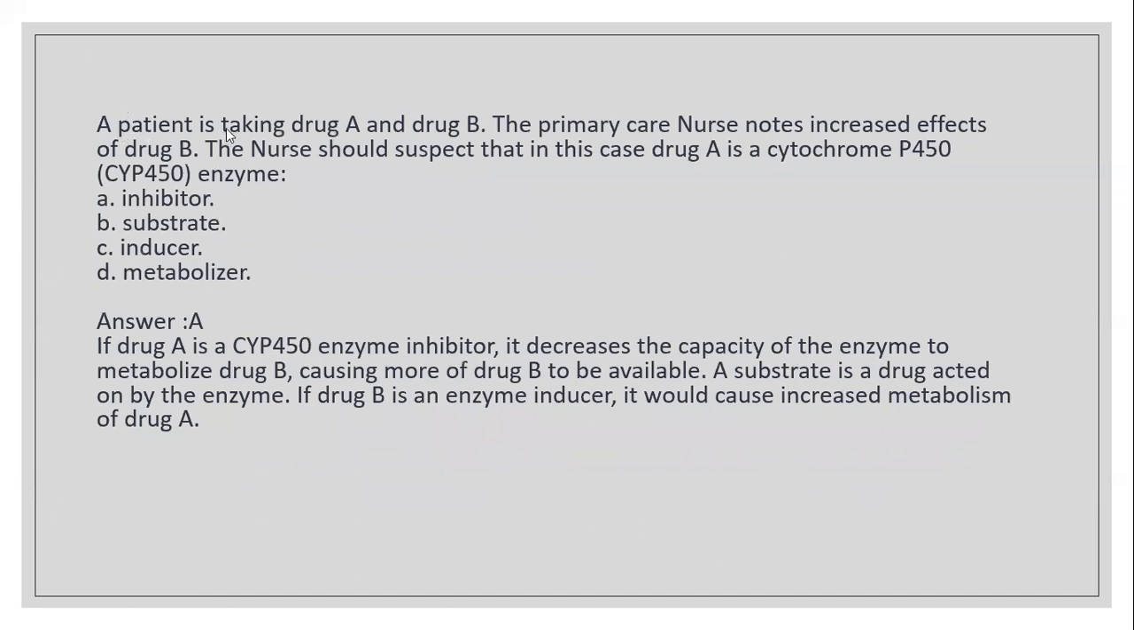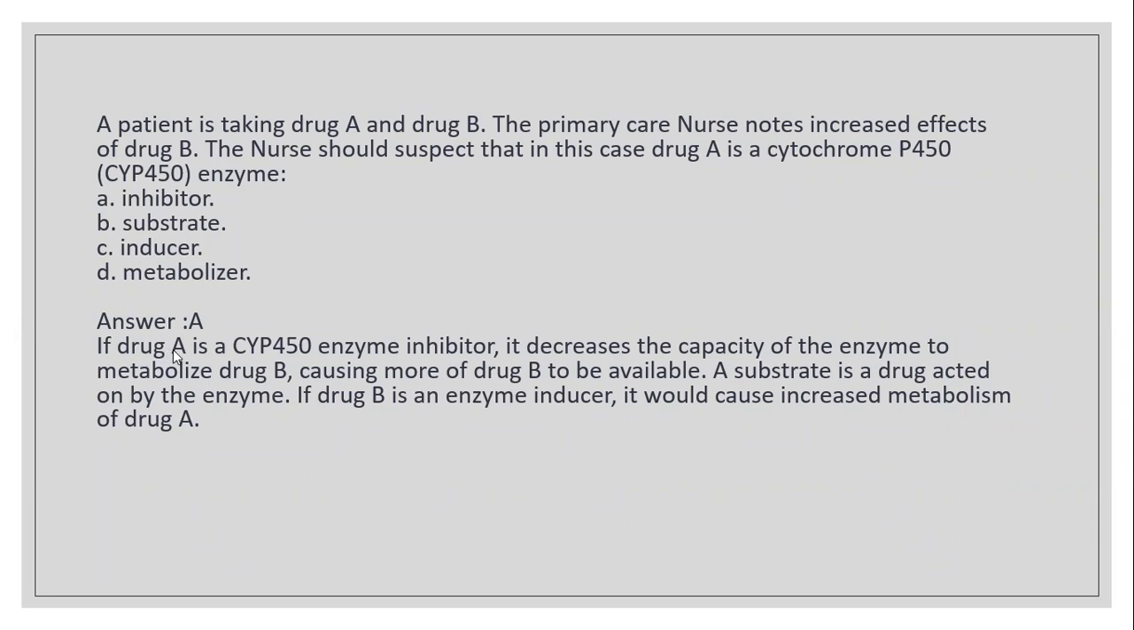Question: a patient is taking drug A and drug B. The primary care nurse notes an increased effect of drug B. The nurse should suspect that in this case, drug A is a cytochrome P450 enzyme: number A, inhibitor, number B, substrate, number C, inducer, number D, metabolizer. The correct answer is the inhibitor.